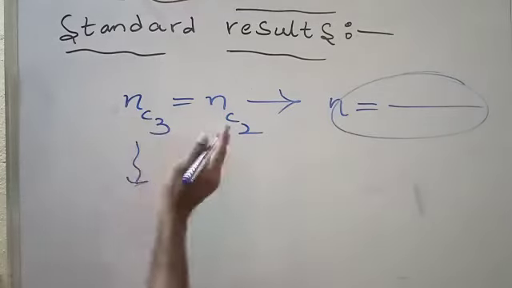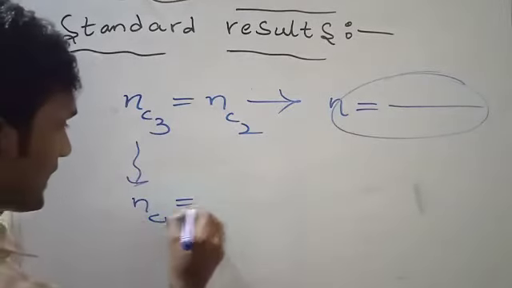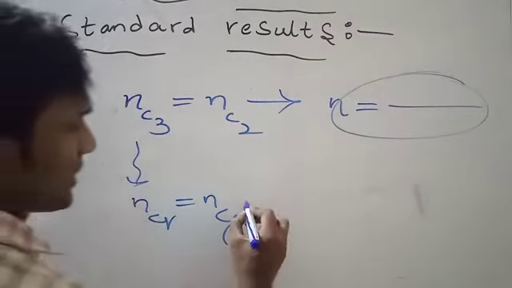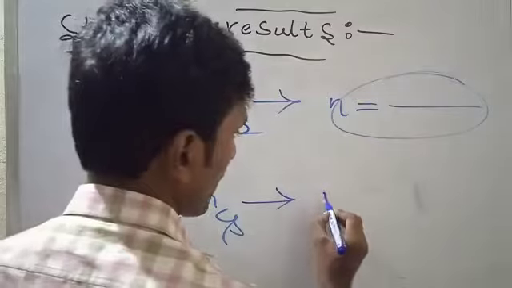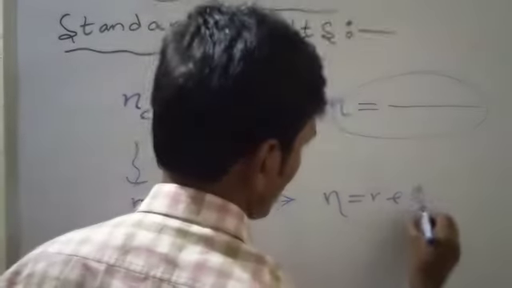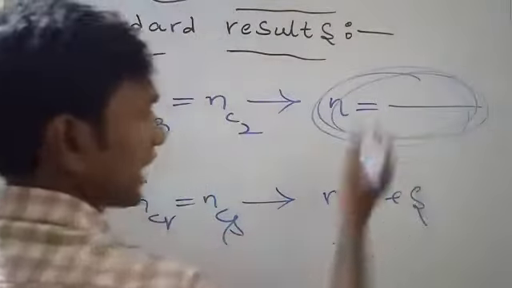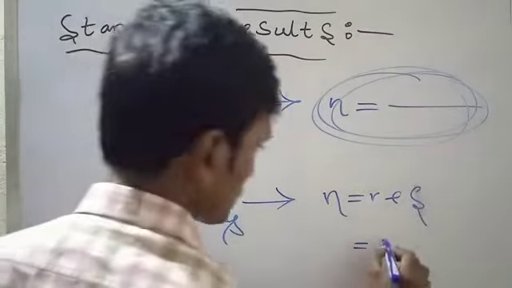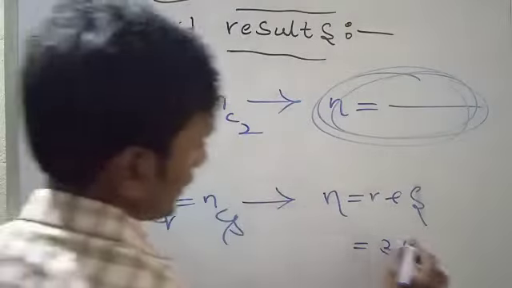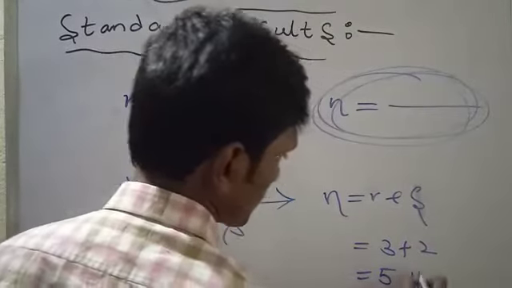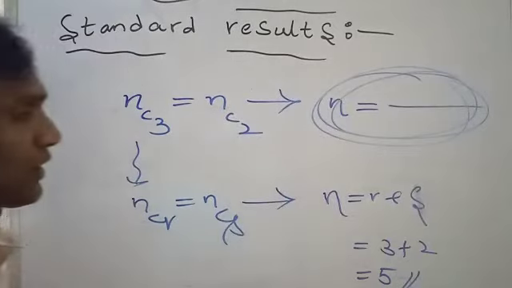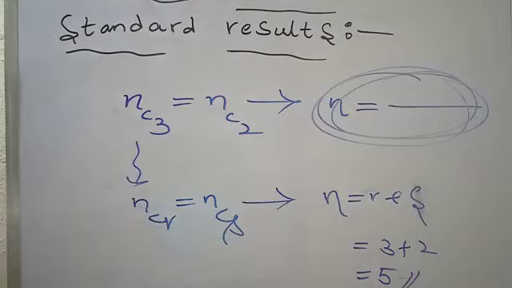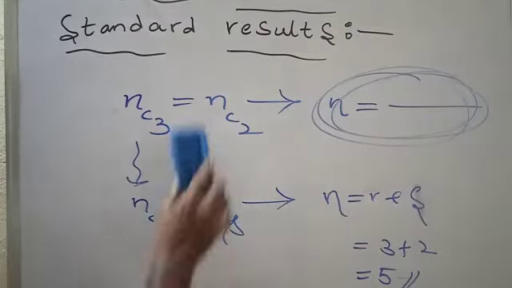First of all, the given problem is in the form of nCr equals nCs. Wherever the problem is in this form, the formula for finding the value of N is R plus S. So N equals the value of R, 3, plus the value of S, 2, that equals 5. So finally the value of N equals 5. So this is the information about the last standard result, that is nCr equals nCs.